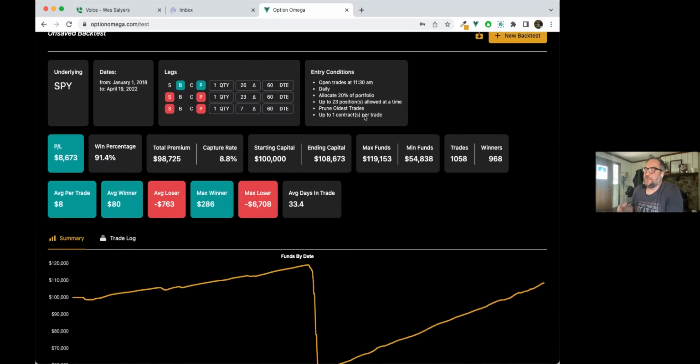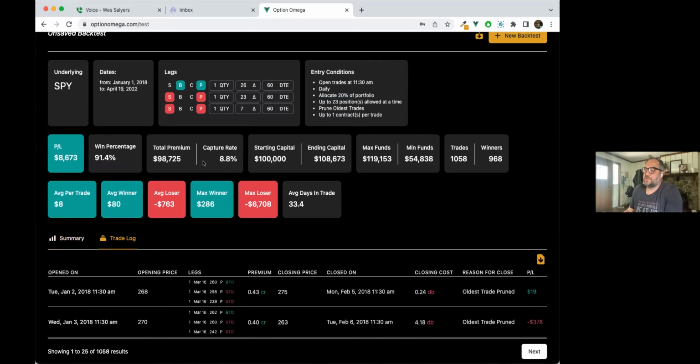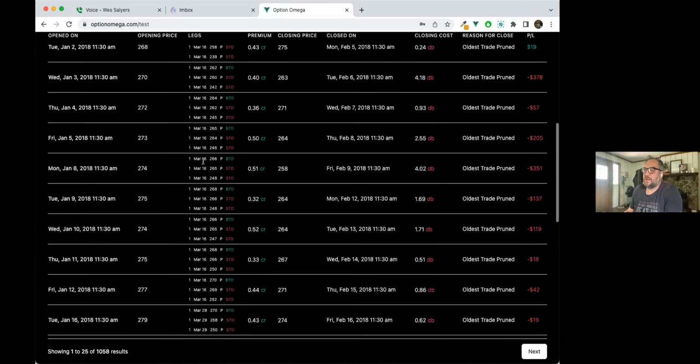So you can base it on allocation. Right now we're saying allocate 20% of the portfolio, but this actually overrides it. So we're saying, no, don't use allocation, just use one contract at a time. Okay. And we give you the trade log to kind of show you how that worked.